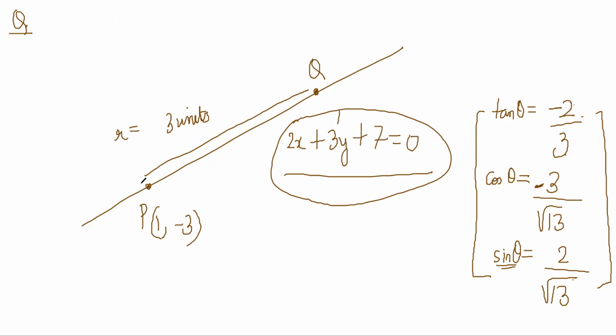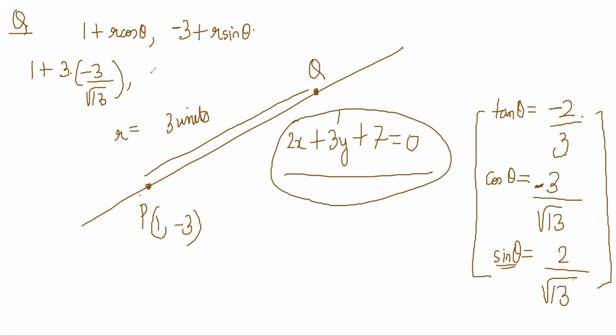So now it is parametric form. Any point at a distance r from P would be 1 plus r cos theta and minus 3 plus r sin theta. So it will be 1 plus 3 into cos theta, which is minus 3 by root 13, and minus 3 plus 3 into sin theta, which is 2 by root 13. So the point is 1 minus 9 by root 13 comma minus 3 plus 6 by root 13.